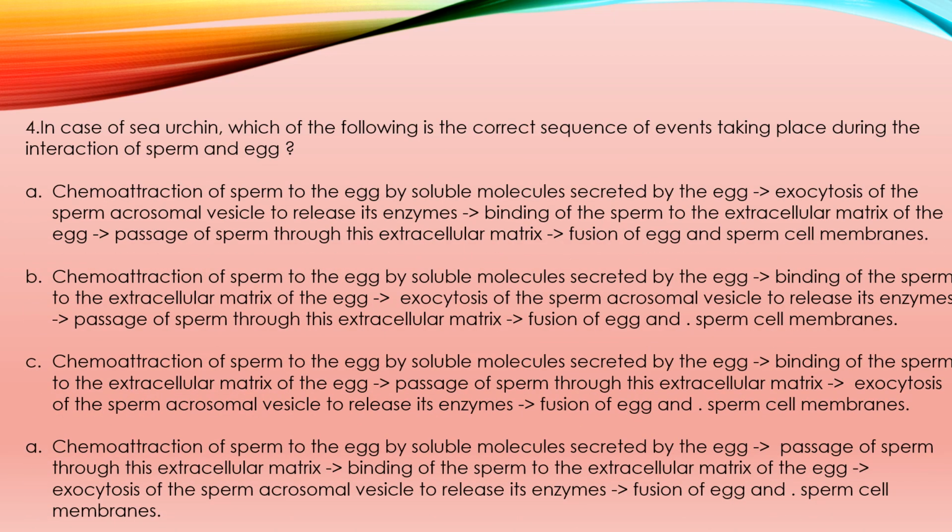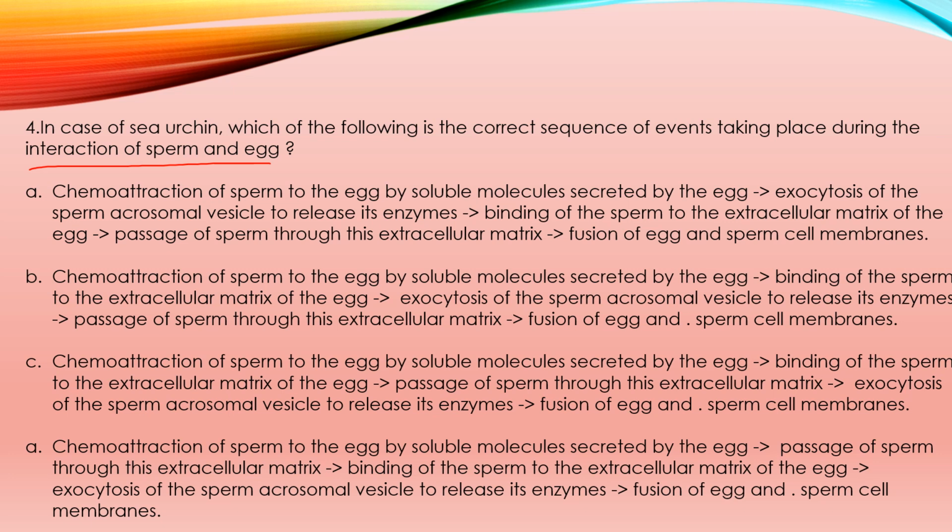Then the fourth question. In case of the sea urchin, which of the following is the correct sequence of events taking place during the interaction of sperm and egg? Okay. During the interaction of the sperm and egg, what are the steps that take place? In previous lines we have discussed there are 5 steps. Now, what is the first step? The first step is the chemo attraction.